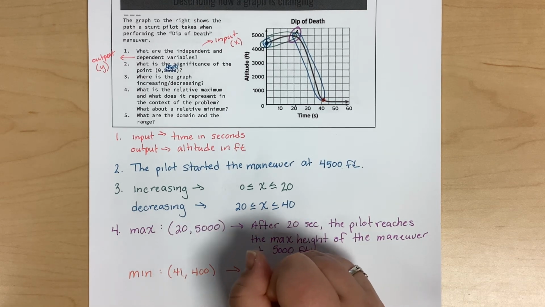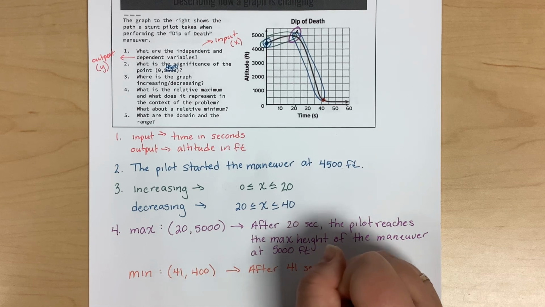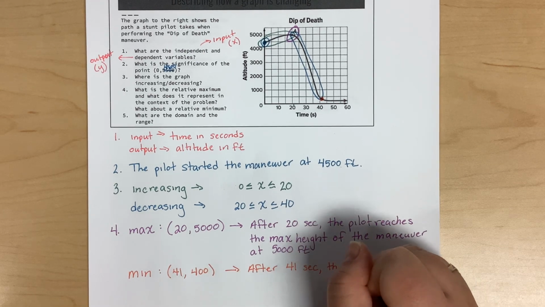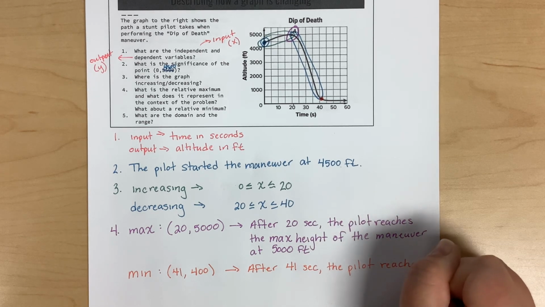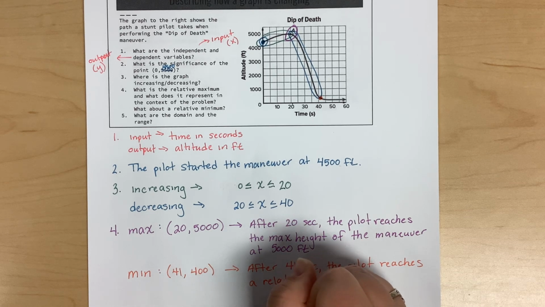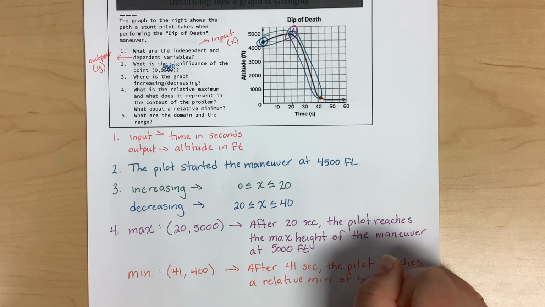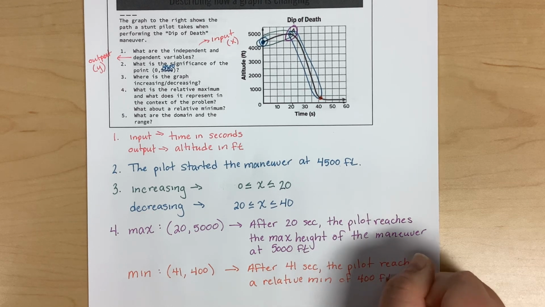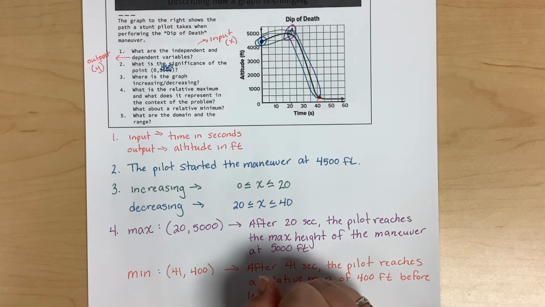So that means that after 41 seconds, the pilot reaches a relative min of 400 feet before leveling off.